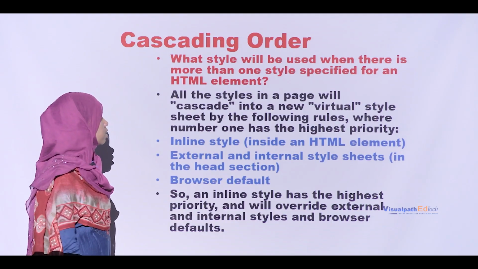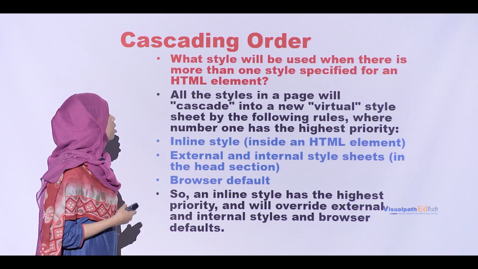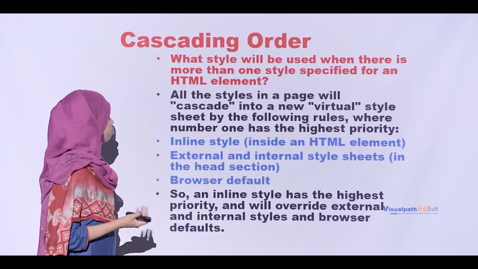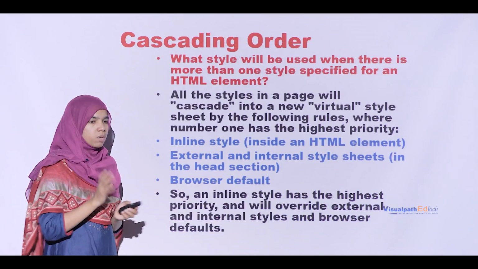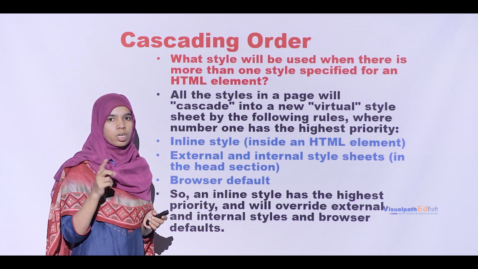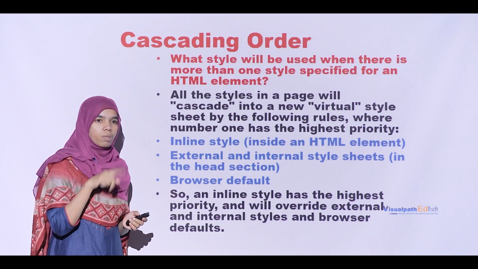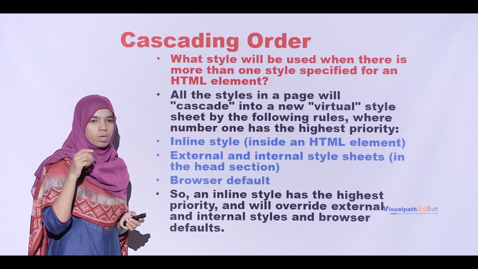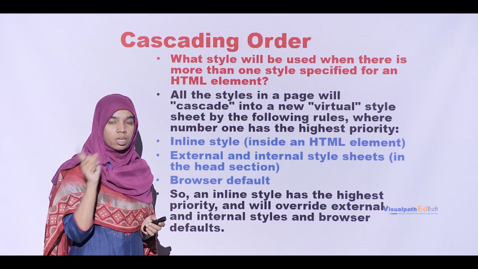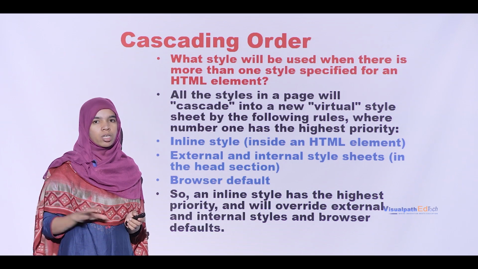Now, what is cascading style sheets and what is cascading order? What style will be used when there is more than one style specified for an HTML element? Suppose you are defining more than one style for an HTML element. I'll take the element as a paragraph. For the paragraph, I am designing the background to be blue color and the font color to be red for my single paragraph. Another paragraph element again I'm using and giving some other variations for it.